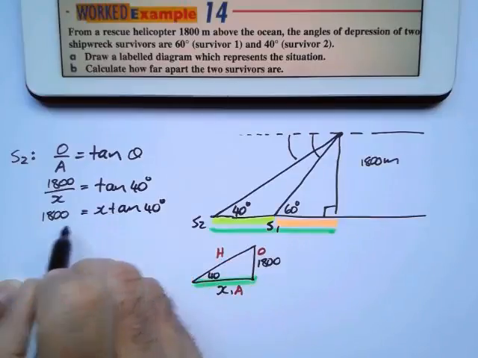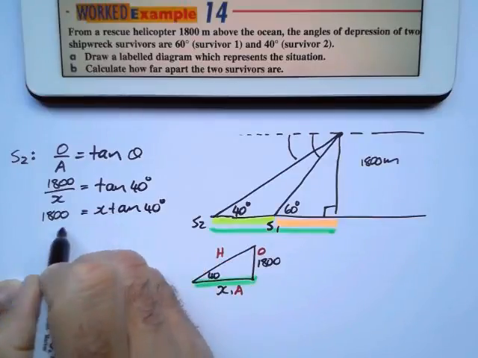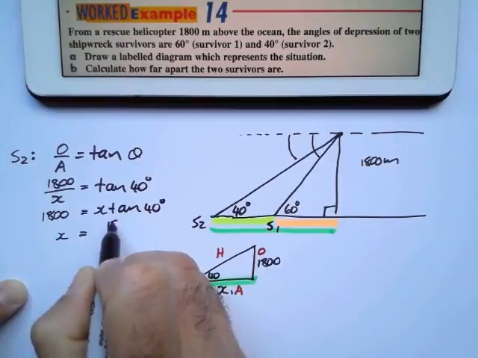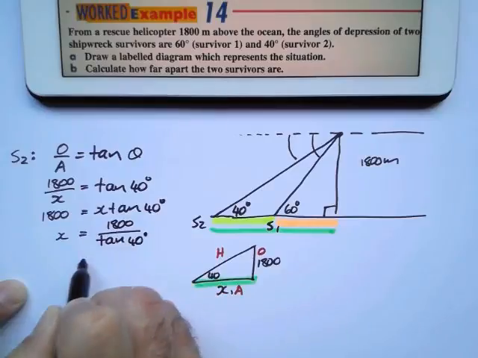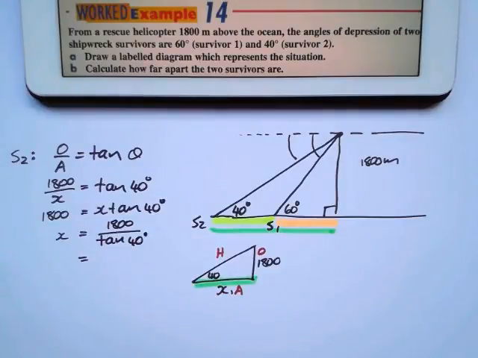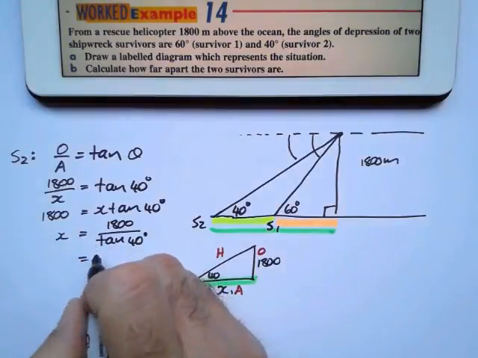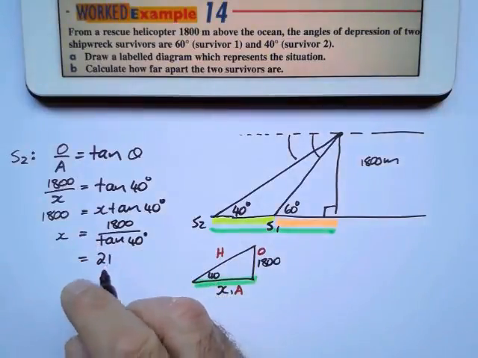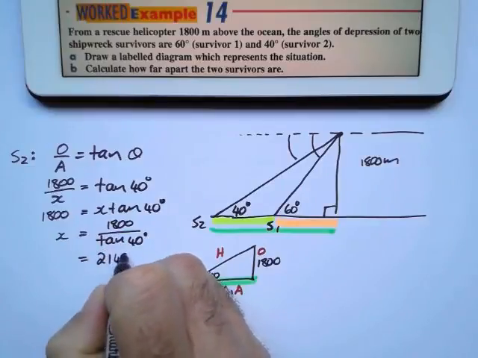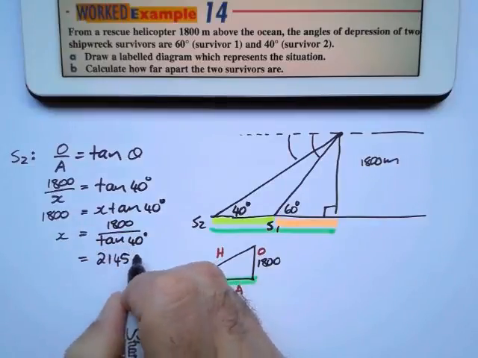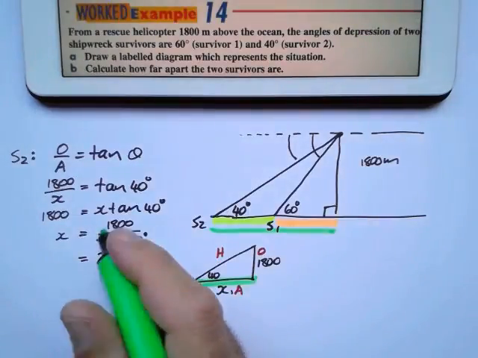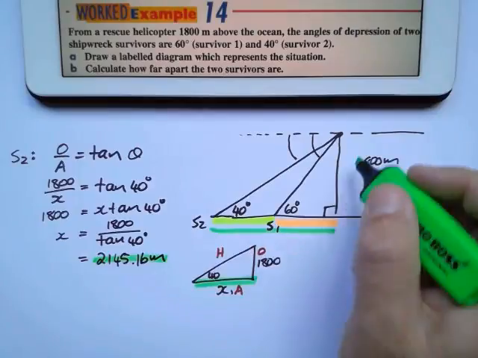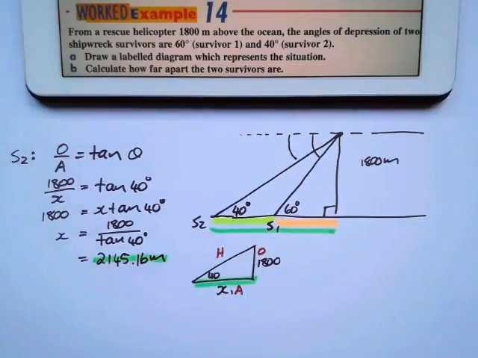Now I'm going to divide by tan 40 on both sides, and if I do that, I'm going to find that x equals 1,800 divided by the tan of 40 degrees. I'm going to put that in my calculator, and my answer is 2,145.16 meters. Okay, so that will be my green answer. That will be x1, the big green distance.